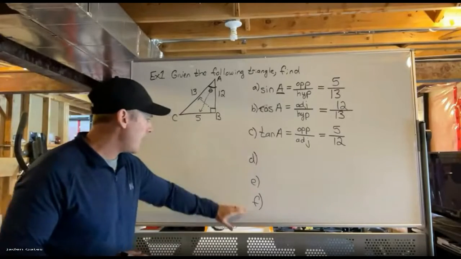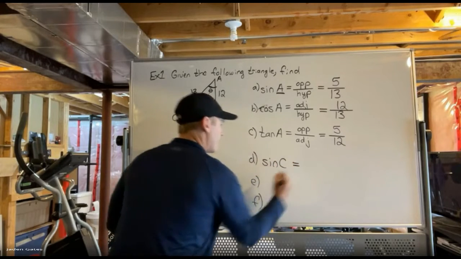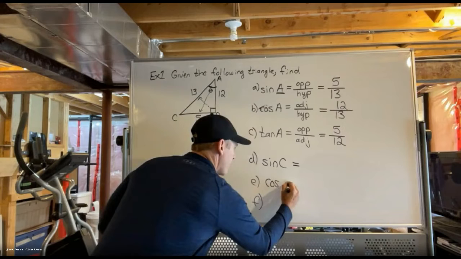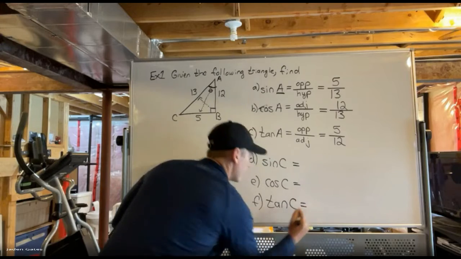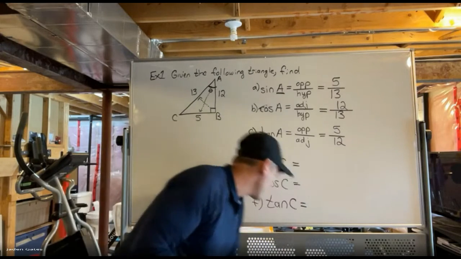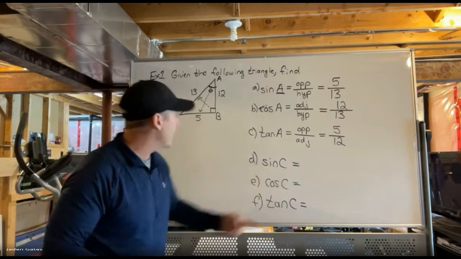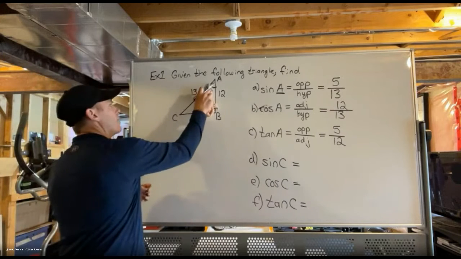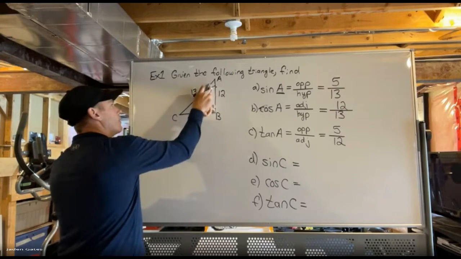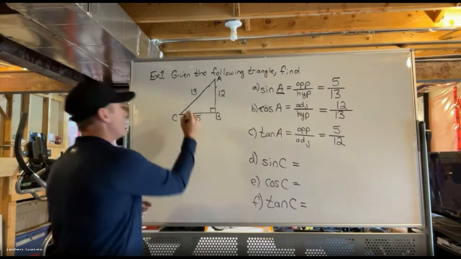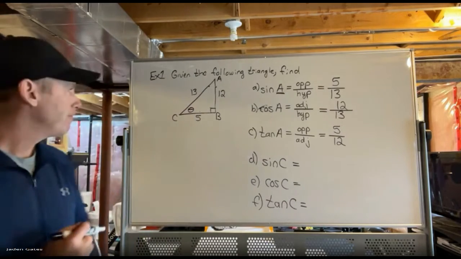Now, I got a DEF. I'm going to find the sine of angle C, the cos of angle C, and the tan of angle C. All right, so now I'm not looking from angle A. All of these, I'm looking from angle C. So I'm going to erase this. All right, so again, we're looking from angle C. So there's my theta. It's the angle I'm looking from.